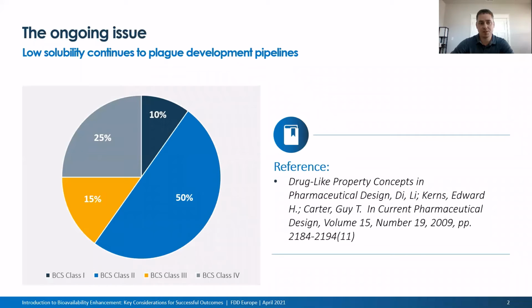And so the ongoing issue is just the sheer amount of compounds that are limited by solubility, which ultimately leads to poor in vivo exposure. This is represented by the large share of compounds in the BCS class 2 and class 4 space, where solubility improvement is needed to achieve the desired exposure in vivo.